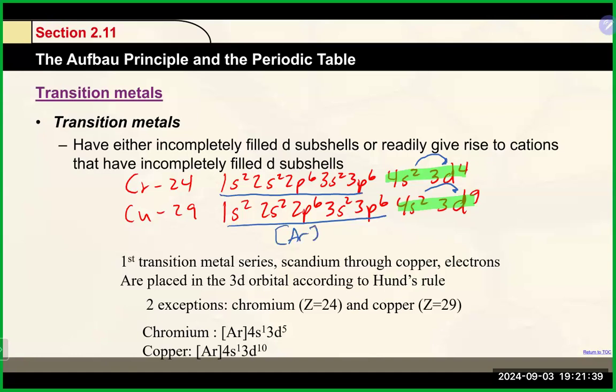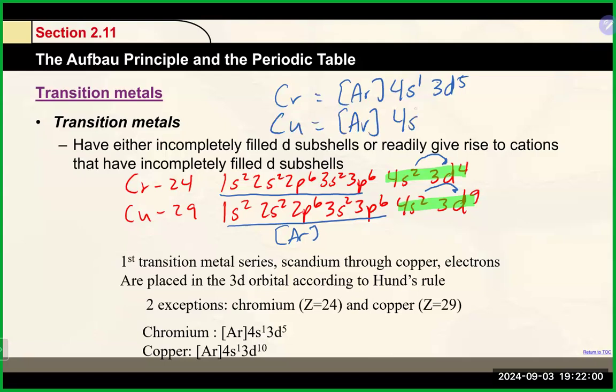So as you can see on the bottom there, for chromium, it is argon 4s1, 3d5. What that essentially does is it puts an unpaired electron in all the d orbitals, sort of maximizes the parallel spin there. And for copper, it is argon, same sort of deal, 4s1, 3d10. Again, 1 extra electron in the d orbital and 1 less electron in the s.